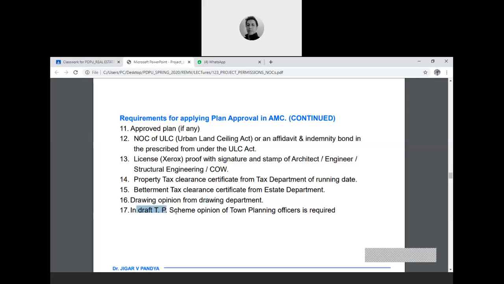And in a draft town planning scheme, the opinion of the town planning officer is required. A town planning scheme has three stages. One is draft, second is preliminary, and third is final. If your plot happens to fall within the draft town planning scheme stage, you need the opinion from the town planning officer of that TP scheme that whatever building you are constructing is actually on the final plot allocated to you, and you're not doing it on somebody else's plot.